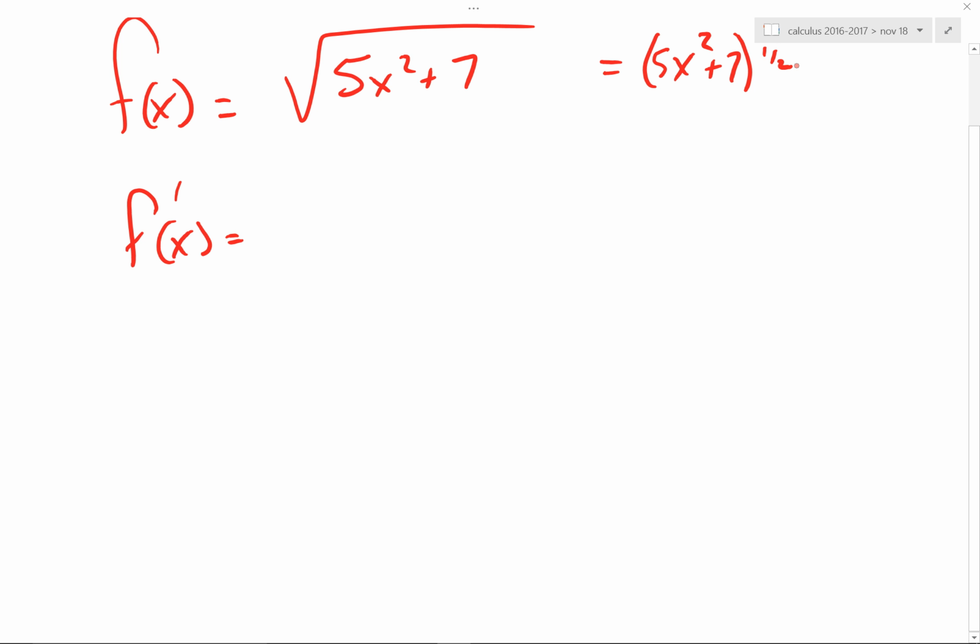Again, if you're not sure who the inside function is, the inside function is where you'd start. So I told you what x was. You'd square it, times it by 5, add 7 to it. That is the inside function, literally inside the other function.